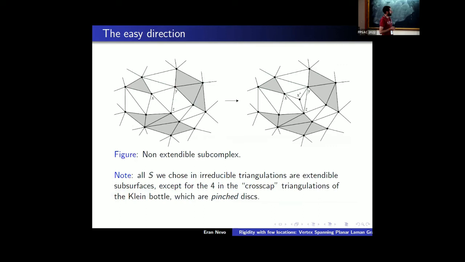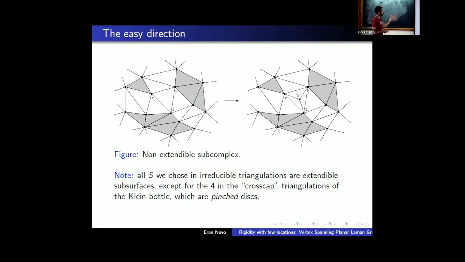Okay, so the easy direction, which is actually less useful for us, but is part of the theorem, is that if we have a triangle, okay, so here the shaded parts are part of my subsurface, and you see here a triangle where no edge of it is part of the spanning subsurface. Then if you do this vertex split, there's no way to extend the subsurface. We are more interested in the other direction. When this is not the case, how to extend.